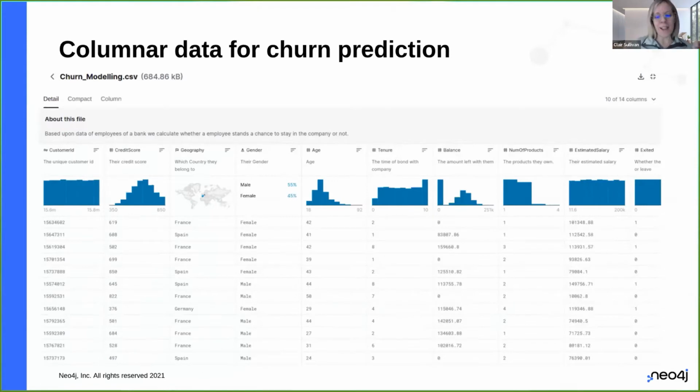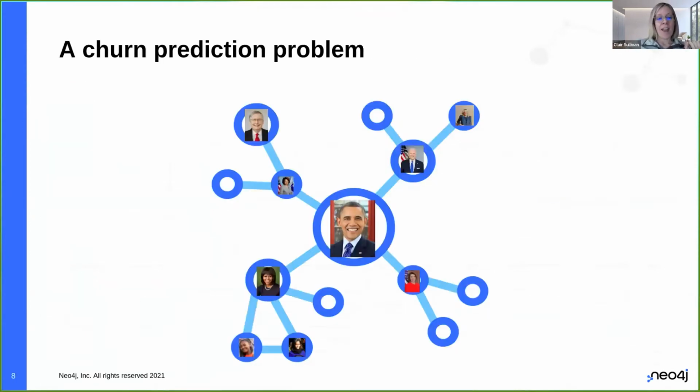We don't like to break this assumption, but we're going to do it. I'm going to throw out the concept that maybe if Michelle Obama were to churn, then Barack Obama's probability of churning has gone up. Understanding that there is a relationship between two different rows in that data frame that I showed you just broke our traditional machine learning model assumption, but might have given us a more accurate model.